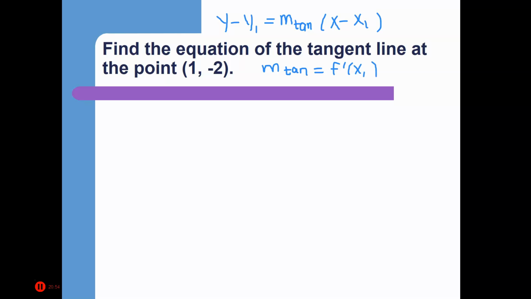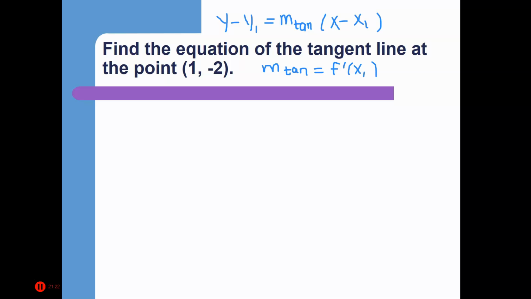So now we know how to find derivatives without using the limit. So we kept saying the slope of the tangent was equal to the limit as h approaches 0 of f of x plus h minus f of x all over h. Well, that's the definition of the derivative. Now we know how to find derivatives. So the slope of the tangent is equal to the derivative at x1.